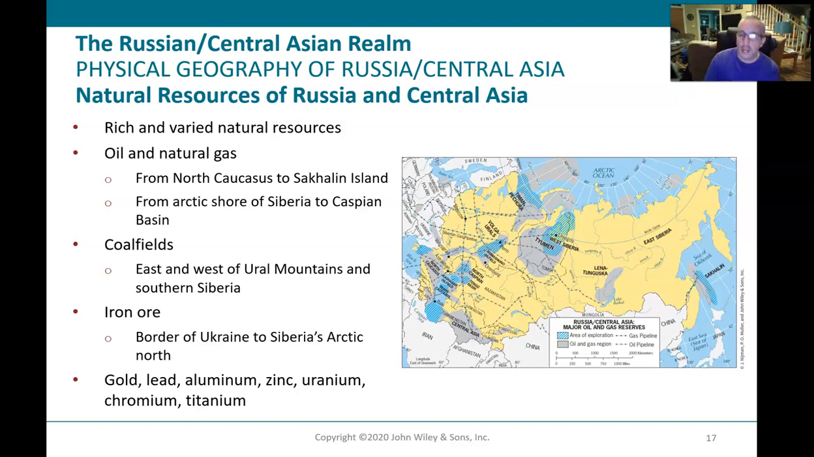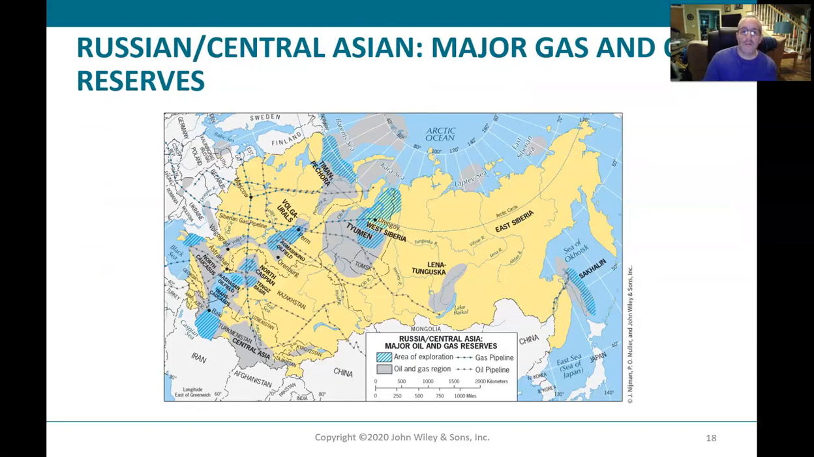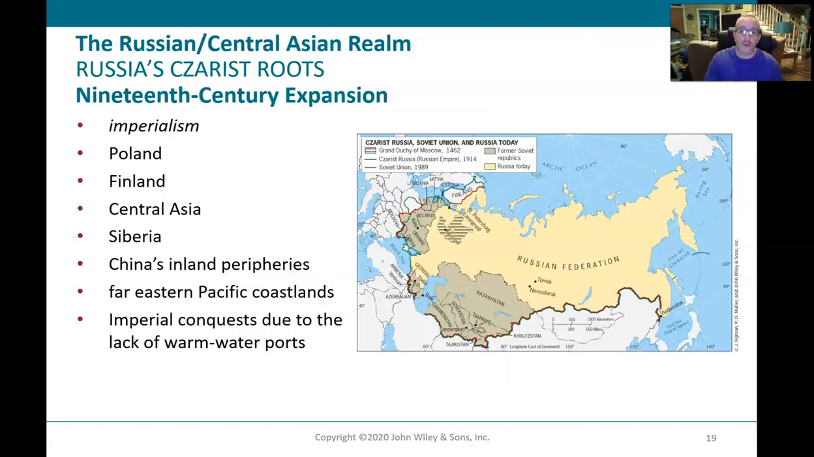And you can see here, again, this is a map of the distribution of those energy sources. Here's just a closer view of that map, a little bit bigger, so you can see these. Again, you see a lot down here in the Caucasus area, some up north, and you can see they're starting to find some up in the Arctic Ocean. As the ice melts more and more, they're going to find more and more of those reserves up there.